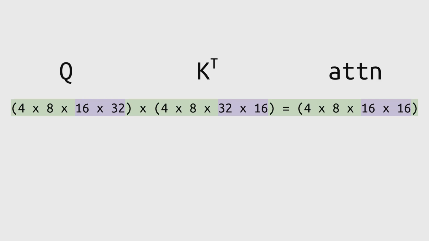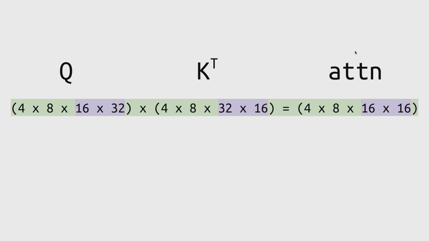So one such shape that works is I have my Q matrix or Q tensor, which is 4 by 8 by 16 by 32, and then K transpose. K itself is also going to be 4 by 8 by 16 by 32, but we're going to transpose the last two dimensions to get 4 by 8 by 32 by 16. And when we matrix multiply these two matrices, 4-dimensional by 4-dimensional, the first two dimensions stay the same, so we have 4 by 8. The 16 by 32 times 32 by 16 gives us a 16 by 16 set of attention scores.